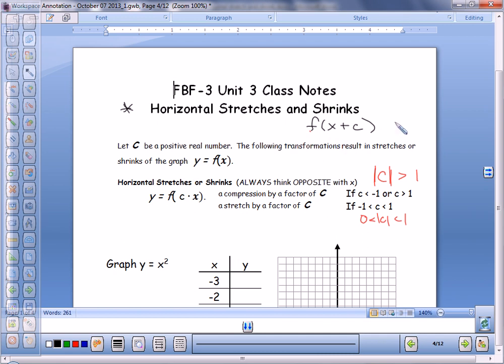Or let's actually use a number. If we had this, we would go left 2. If we had this, we would go right 4. You always do the opposite when it affects the x.